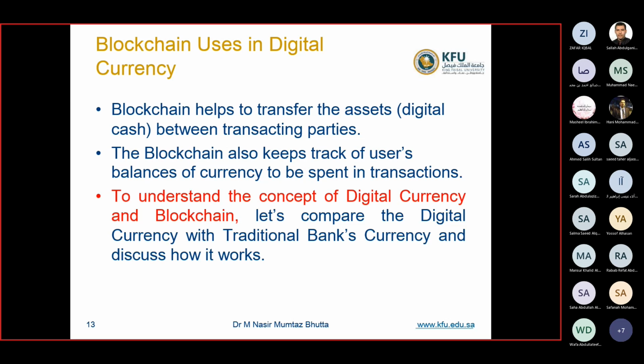But it is different here in the blockchain. Here the blockchain transfers the asset between transacting parties without any third party. Inshallah, in the coming slide, it will be more clear. Blockchain also keeps track of the user's balance of the currency, just like your account balance in the bank: when you spend some money, your account balance is updated. Similarly, in blockchain-based digital currencies, when you spend some money, your balance is also updated. So let's understand the concept of digital currency so that it will become more clear to you, inshallah. Let's compare how the traditional currency, which is issued by the banks, works, and how the digital currency works using the blockchain.